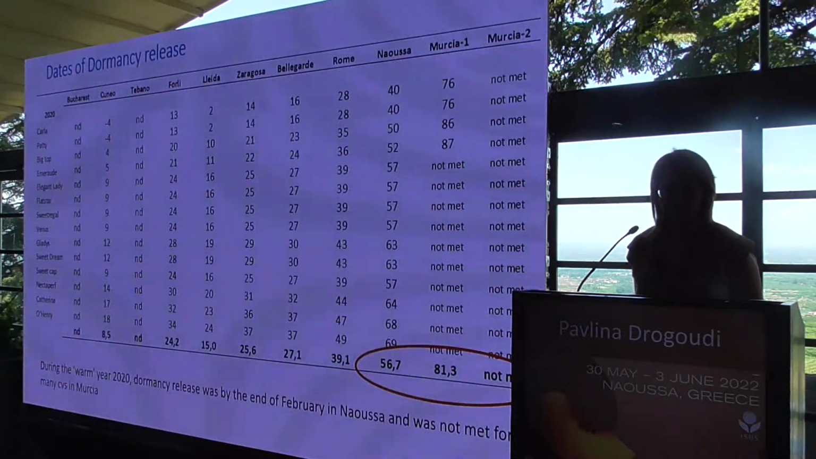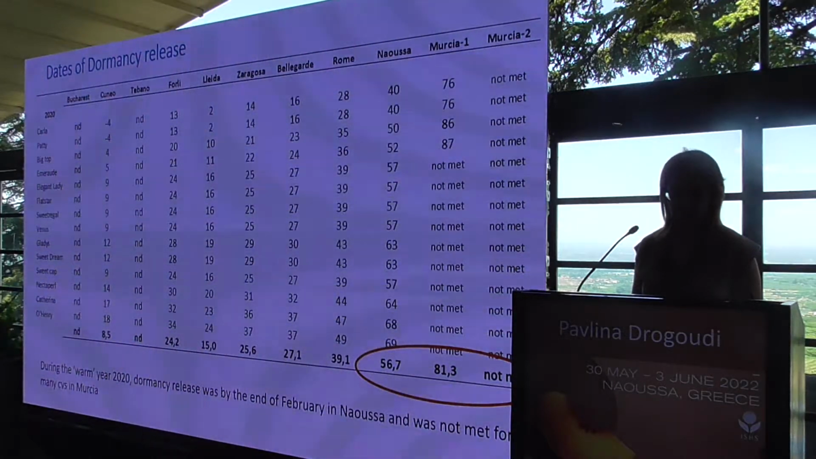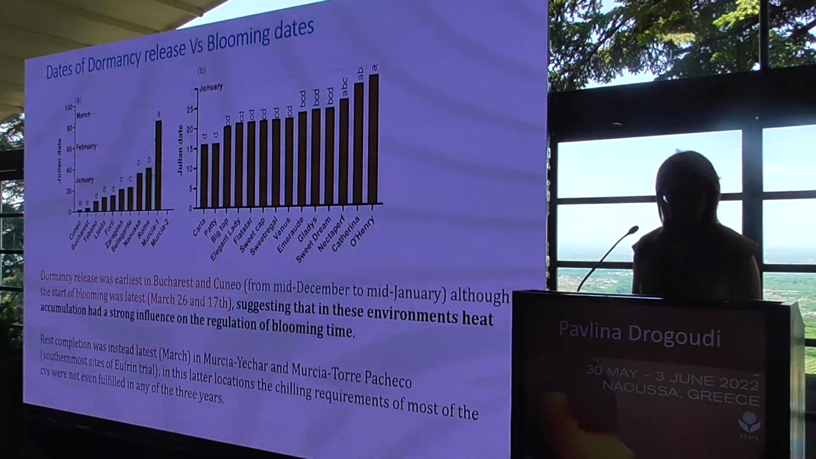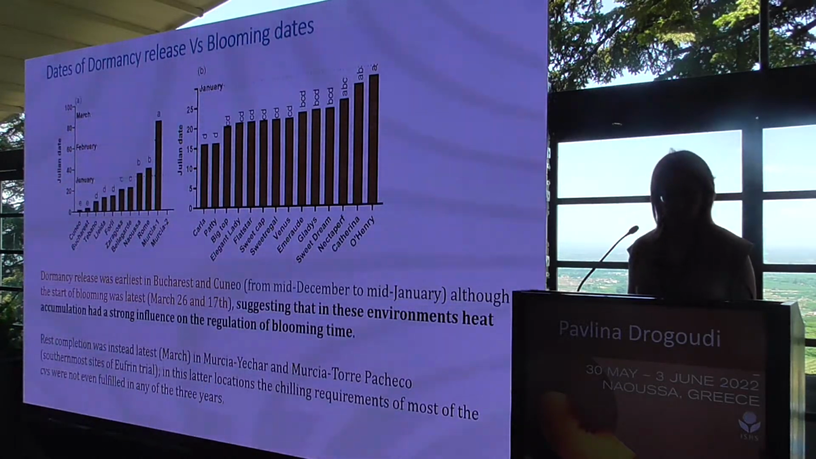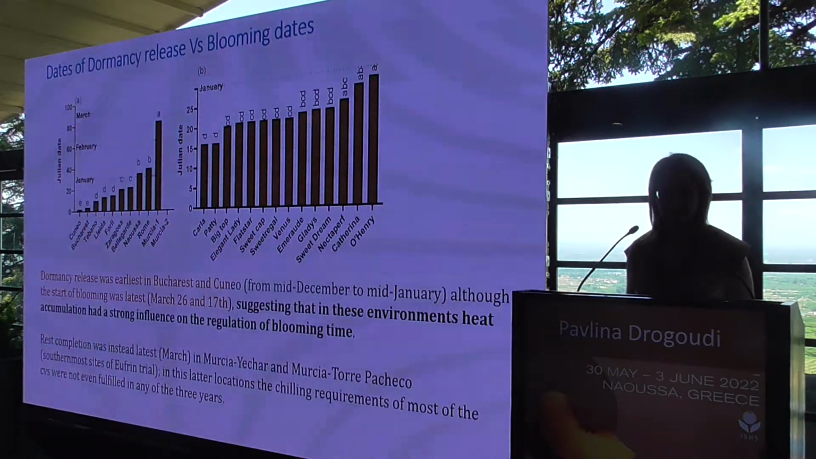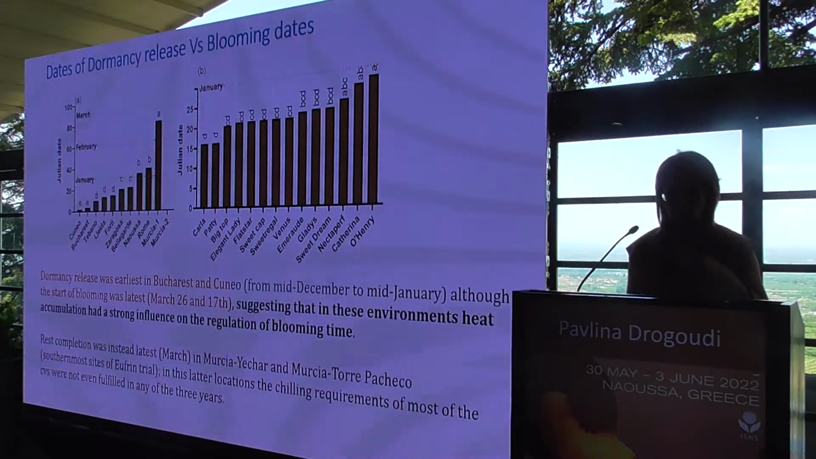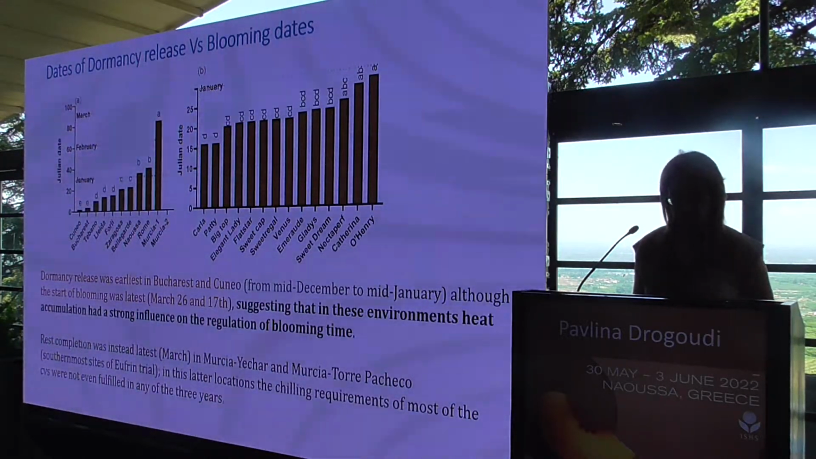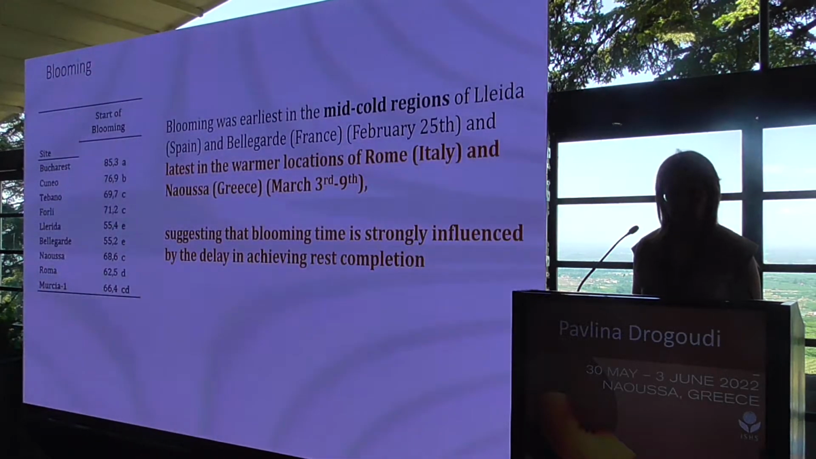When we measure the dates of dormancy release, you may see that during the warm year of 2020, dormancy release was by the end of February in Nausa, and it was not met in many cultivars in Murcia. Dormancy release was earliest in Bucharest and Cuneo, from mid-December to mid-January, although the start of blooming was the latest, by the end of March, suggesting that in these environments, chilling accumulation had a strong influence on the regulation of blooming time. Rest completion was instead latest or never reached in Murcia.